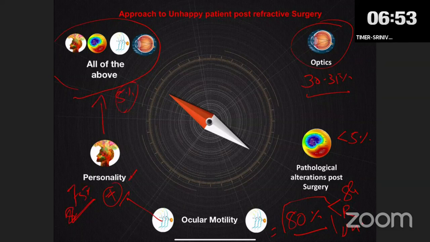But in today's post-COVID era, this is the most important thing. So whenever a patient comes to you with regression, glare, halos, or sudden onset of unexpected symptoms which you can't explain, remember this: concentrate on your ocular motility and you'll always find an answer.